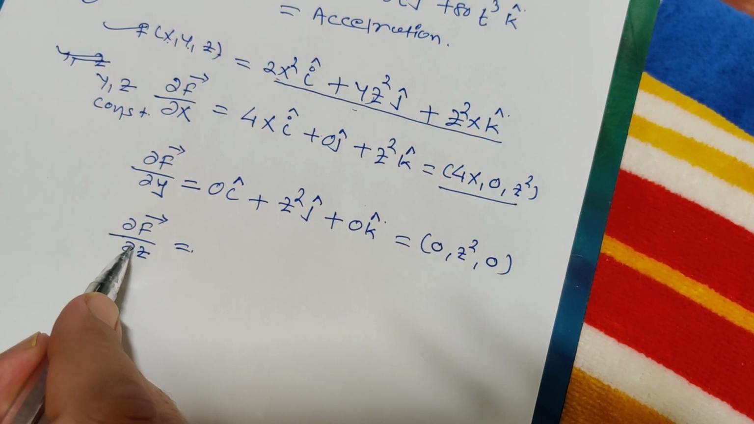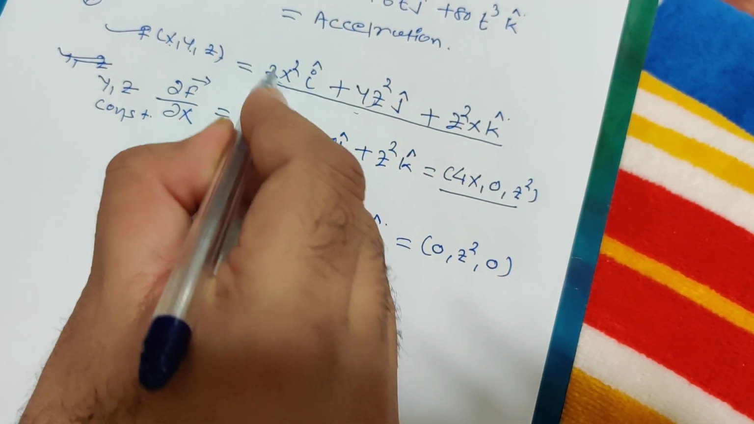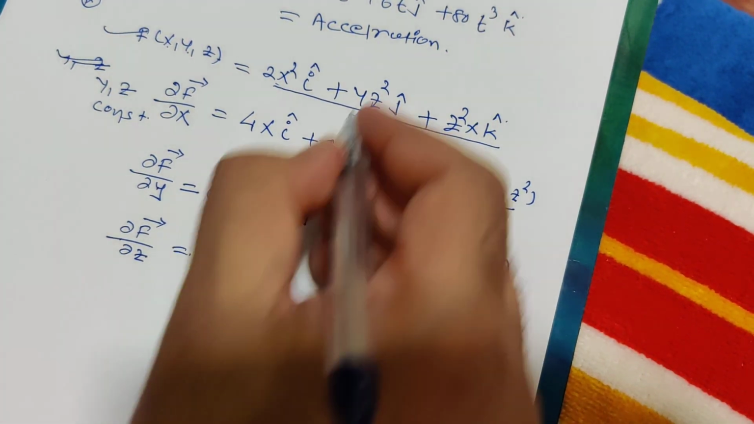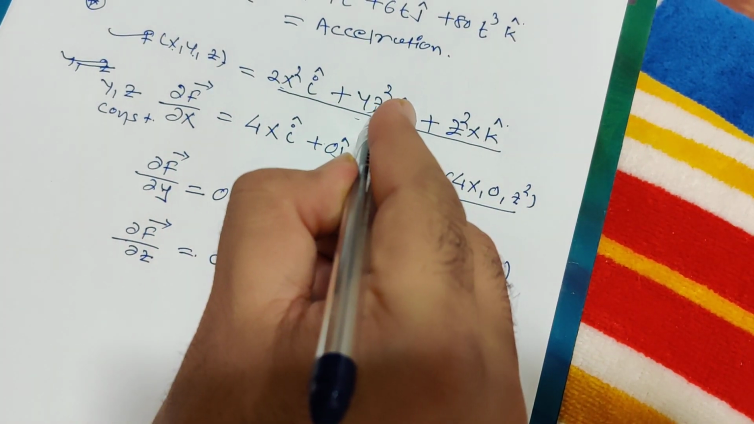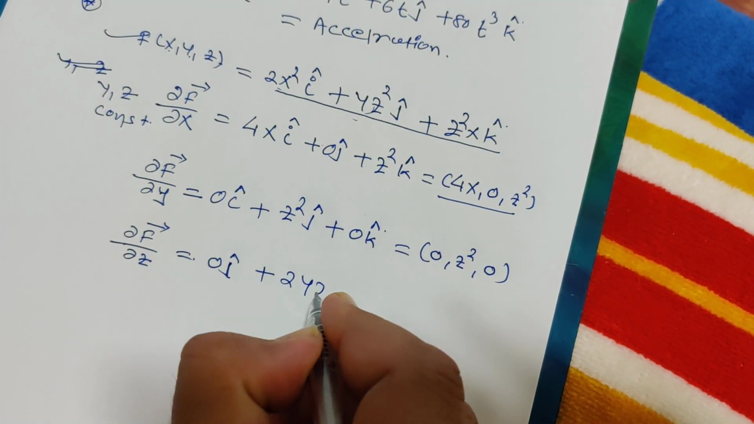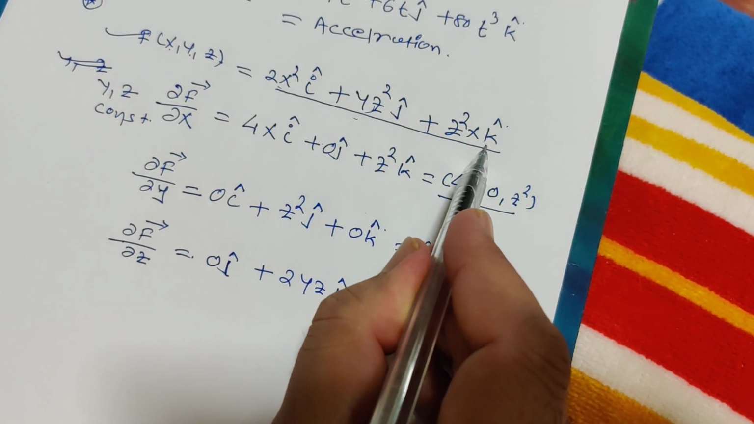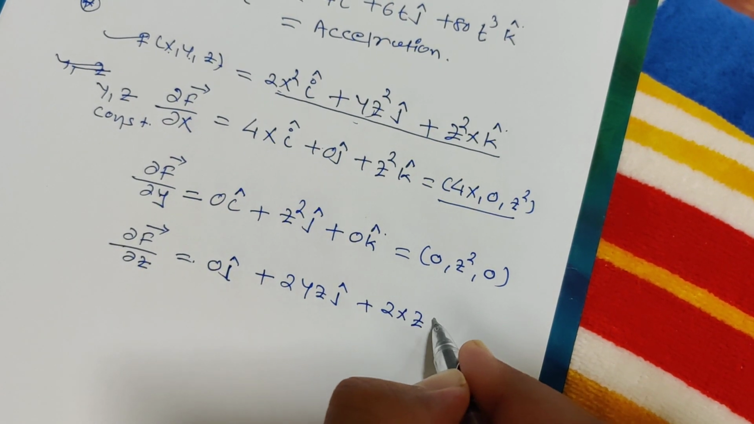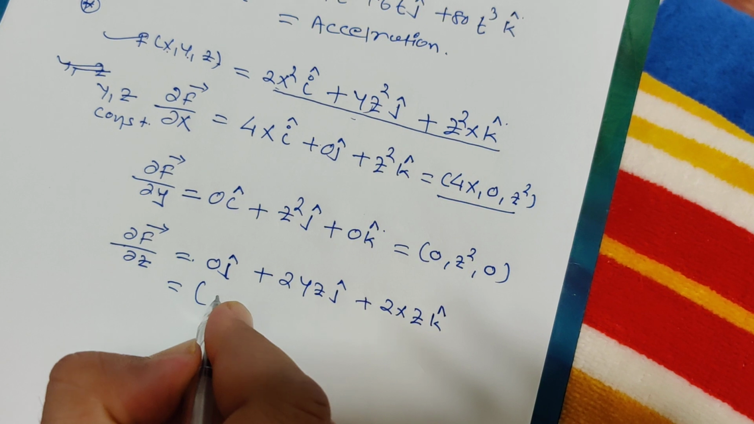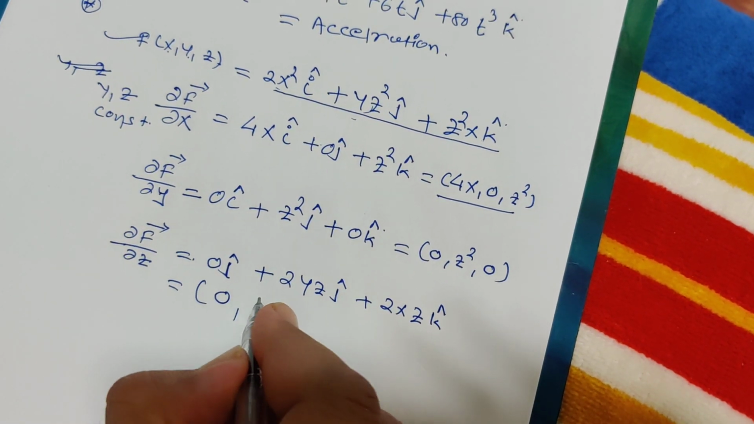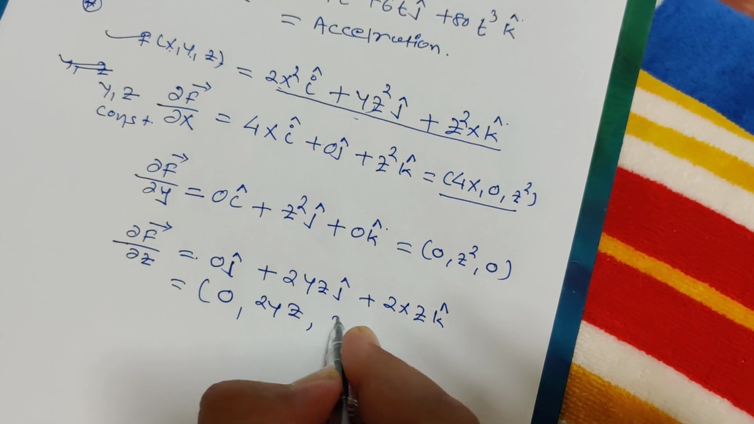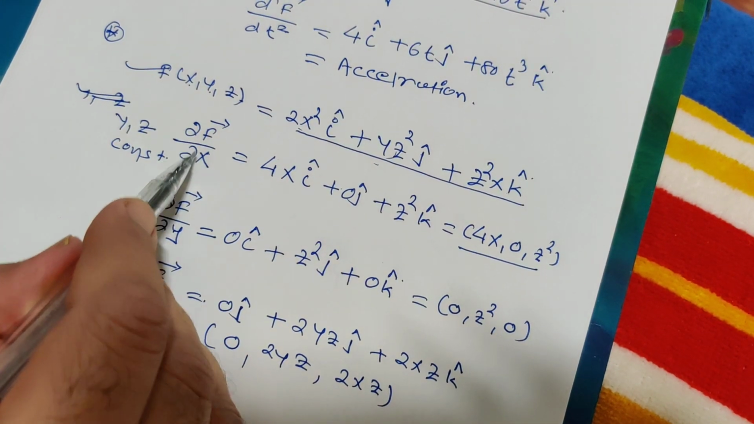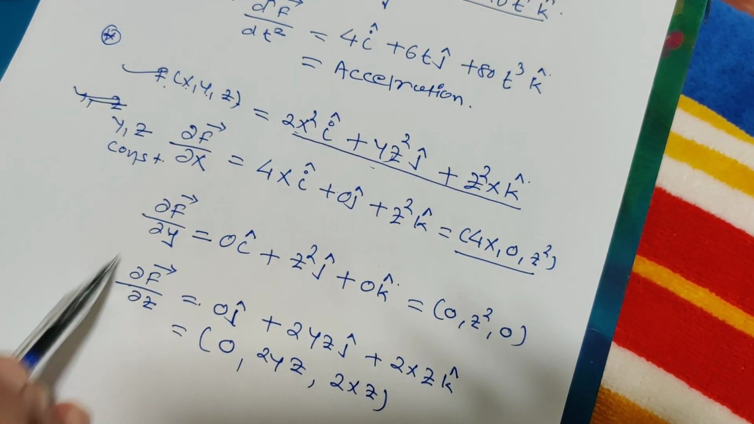And now we'll find with respect to z. So there is no z, so this is 0 i caret, y z square is 2yz, so 2yz j caret, and here z square x is again 2xz, so 2xz k caret, which can be written as 0, 2yz, 2xz, students. So this is how you can find the partial derivative of the vector like this.